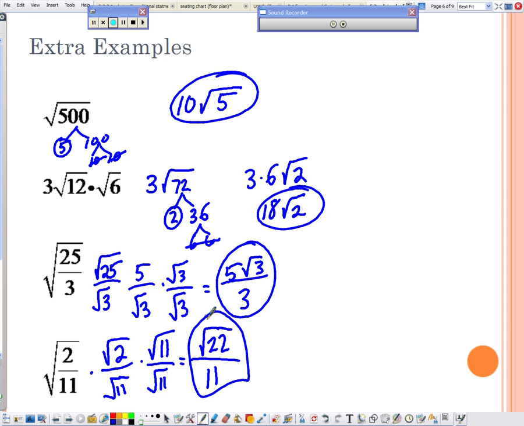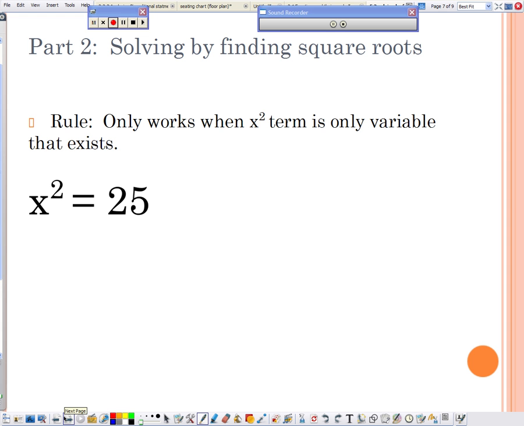Now for part 2 of this, what we're actually doing in the second part is we're going to solve this. Now remember, our original formula was ax squared plus bx plus c. In order to solve this by using the square roots, you cannot have any bx term. So in other words, you can have an ax squared and you can have your constant, but no plain x term. It only works when the x squared term is the only variable that exists. And the other thing is, just like you're solving your equations, eventually you need to get the x squared term all by itself, just like solving an equation.